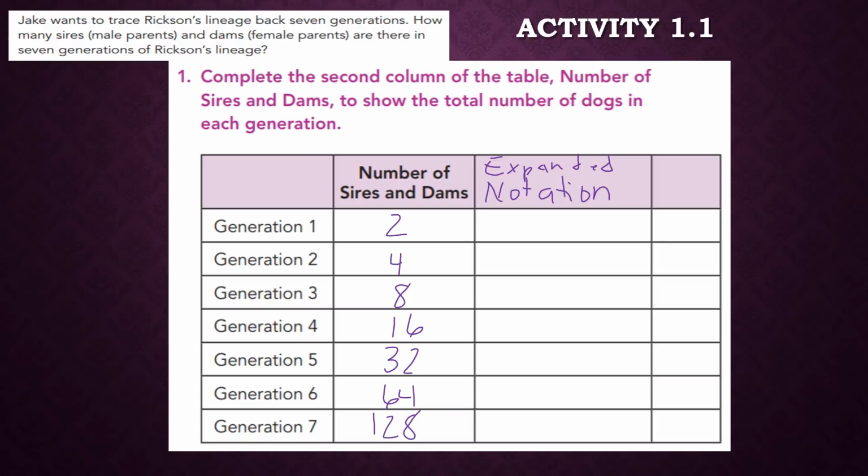All right. So expanded notation, like what we saw at the bottom, where 2 to the 7th, and they wrote out 2 times 2 7 times. So for the first one, it's going to be 2. And then we have 2 times 2. 2 times 2 times 2. 2 times 2 times 2 times 2. 2 times 2 times 2 times 2 times 2.